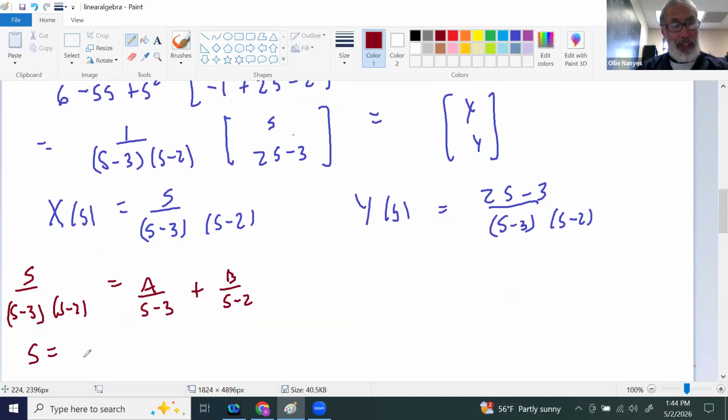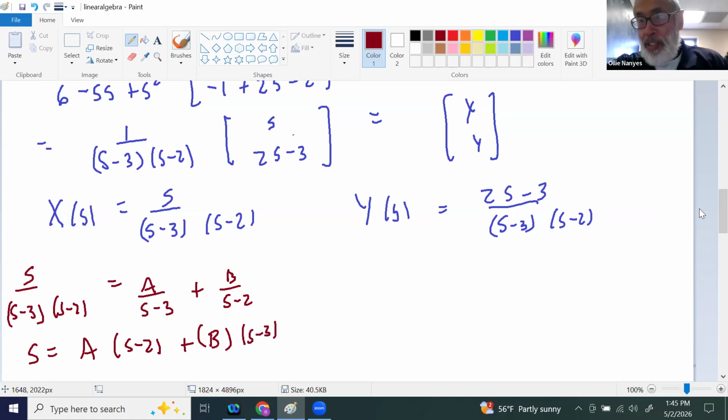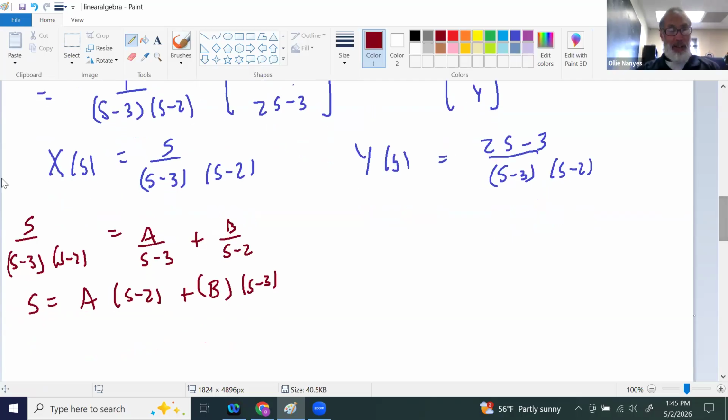So, clearing the denominator by getting a common denominator, we multiply that by s minus 2. I'm skipping a few steps here because my class has seen this. So in this case, let's try s equals 2. We get 2 is equal to minus b. So b is negative 2.